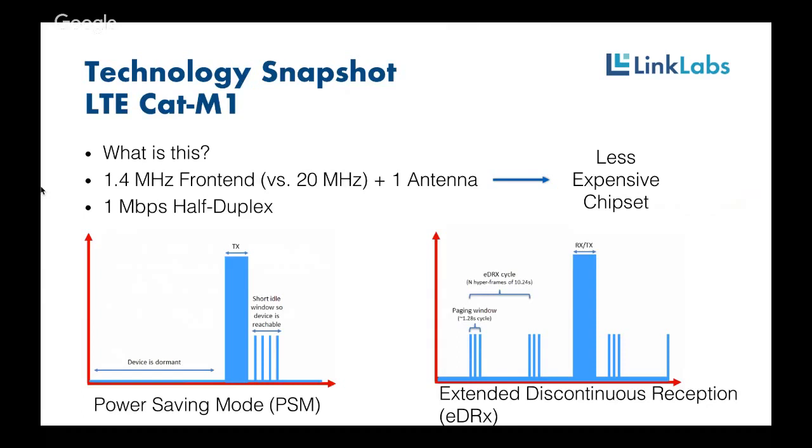That comes at the cost of much lower data rate. It's about 1 megabit per second or less, half duplex. So your effective throughput is probably 100 kilobits per second or less bidirectionally using Cat-M1. But that's still enough to support compressed voice, sensor data, etc.